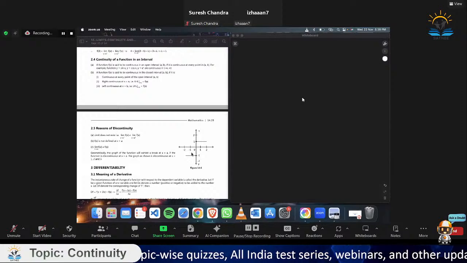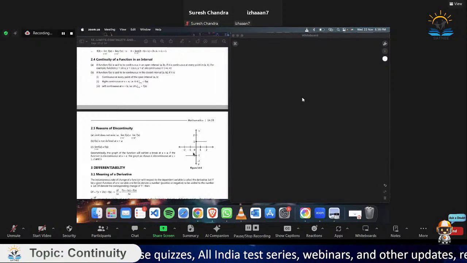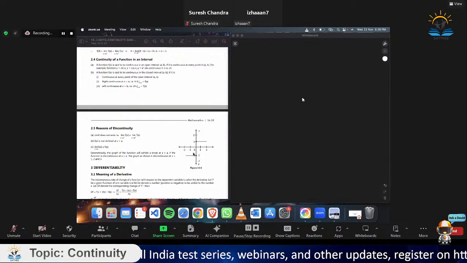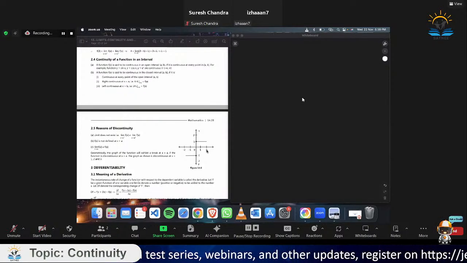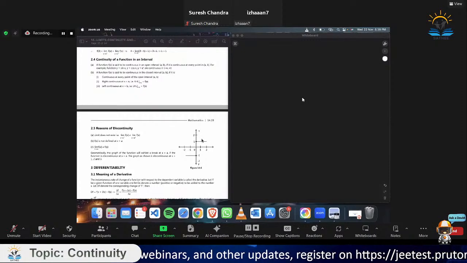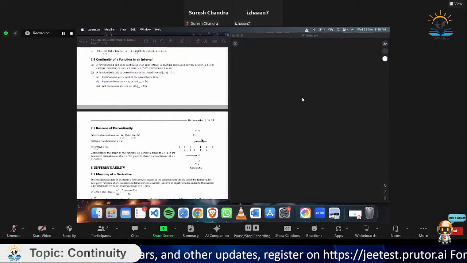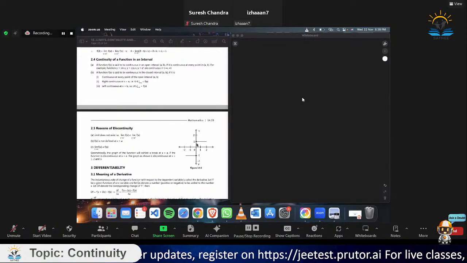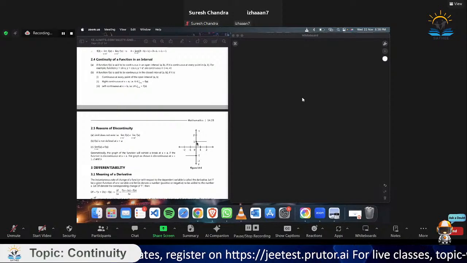Go back to the right hand side. If you come from the right hand side, get very, very close to 0, what value are you getting? See, you're getting a plus 1. So that means your LHL is unequal to RHL. That is how you mathematically depict that the function has gaps or breaks in itself. So that is how you do it.